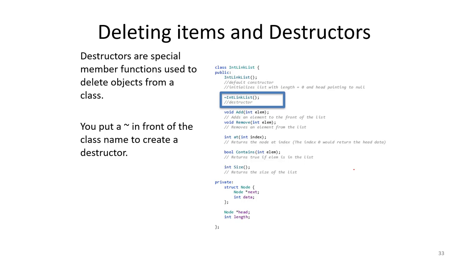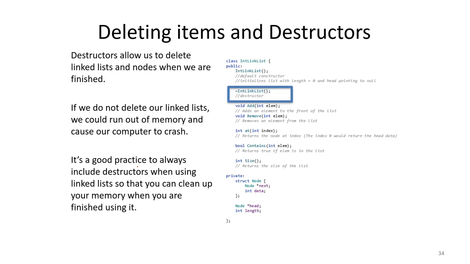So destructors are really important when our class relies on dynamic memory. And you can see for this int linked list class, the convention is that you put a tilde in front of the class name in order to create a destructor. Here's a little more about destructors. Destructors are really important because they allow us to delete our linked lists and delete our nodes when we're finished using them.